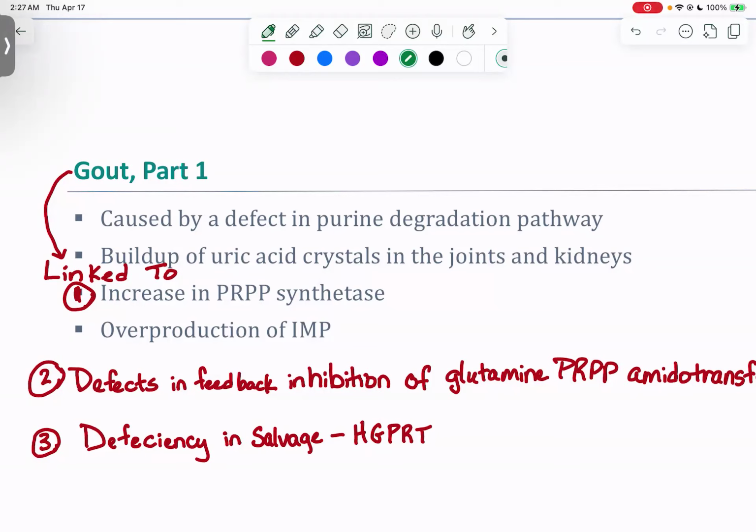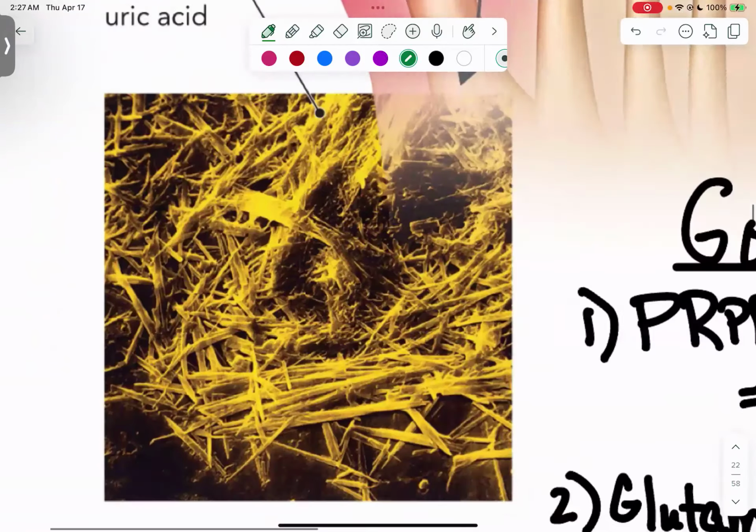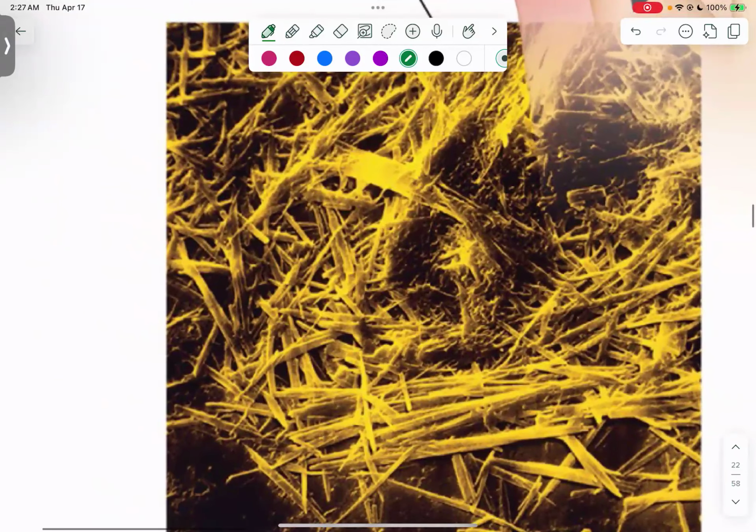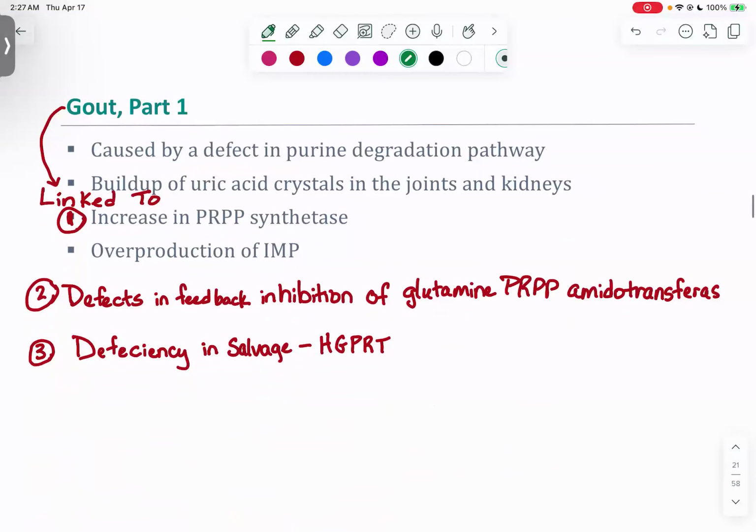And so if you've ever seen uric acid crystals, here are uric acid crystals. They look like syringe needles, like they're extremely sharp and extremely painful to have.